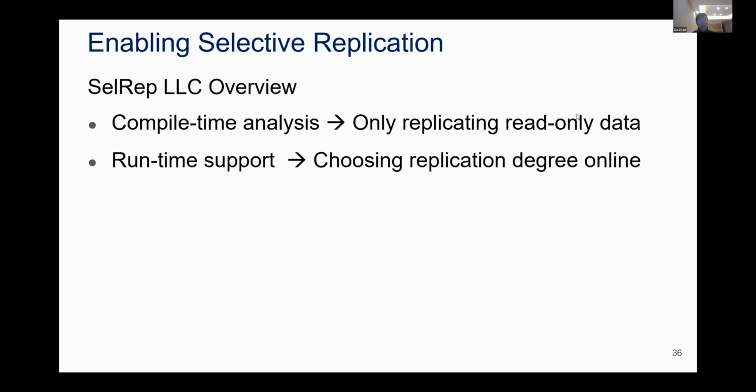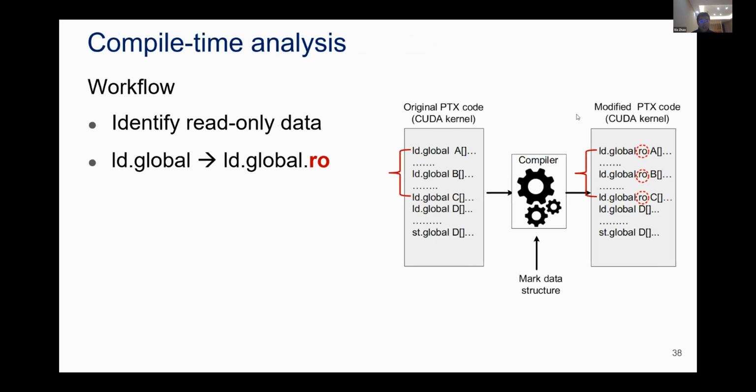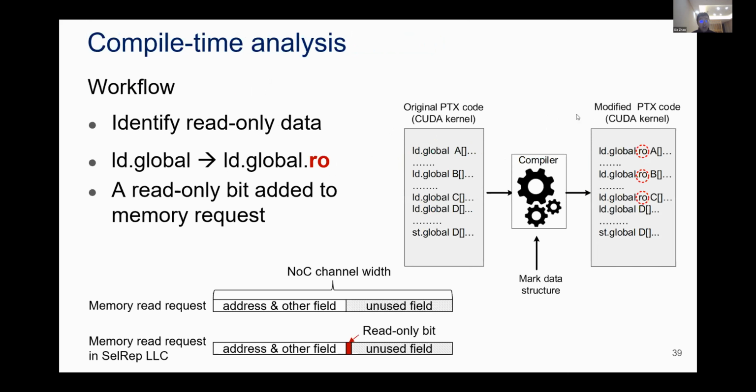Selective replication uses compile time analysis to replicate the read-only data, and it also has the runtime support to choose the replication degree online. For example, the compile time analysis identifies the read-only data structure, and then it uses the LD global RO to replace the original LD global in PTX code. In this case, we add a read-only bit to the memory request if it accesses the read-only data area.